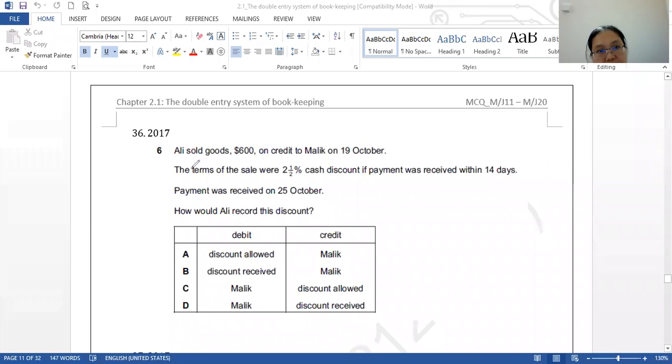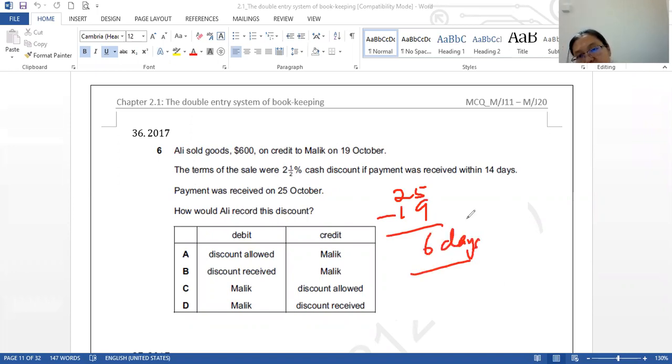Ali sold goods of 600 on credit to Malik on the 19th. The terms of the sale were 2.5% cash discount if paid within 14 days. Payment was received on the 25th. 25th minus 19th, so it is equal to how many days? 6 days. So 6 days is less than 14 days. So how will Ali record this discount?